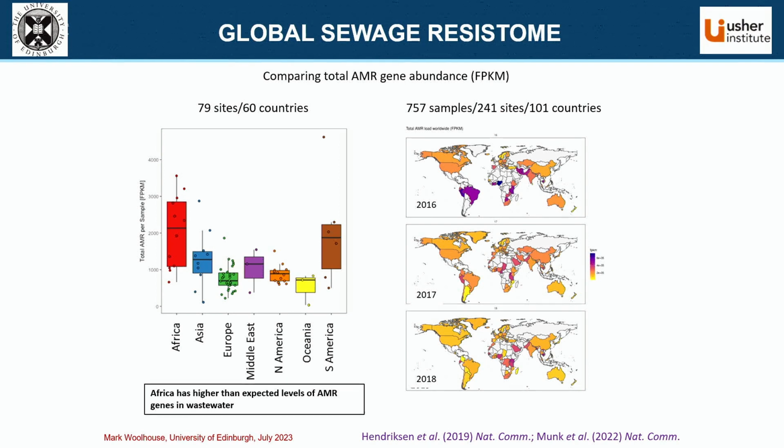On the right-hand side, we've expanded this to look at multiple samples from over 200 sites from over 100 countries. And what you can see there, I hope, is the beginnings of a global surveillance tool. We can start not only to detect, but also to monitor changes in abundance at these different sites over time. And there is enough consistency in that to suggest to us that we're getting actually a very useful signal from these sort of samples.